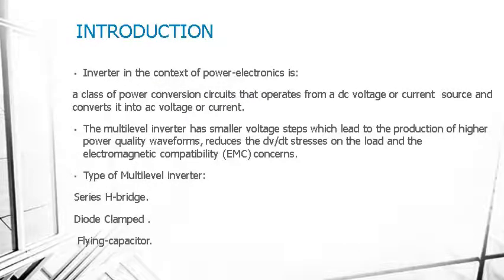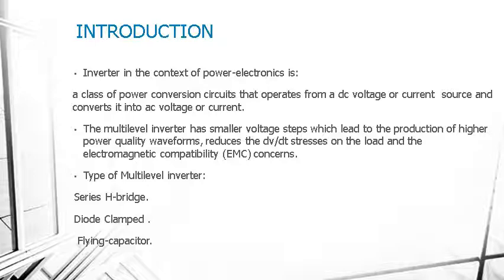Introduction. The word inverter in the context of power electronics is a power conversion circuit that operates from a DC voltage or current source and converts it into AC voltage or current. A multi-level inverter not only achieves a high power rating but also enables the use of renewable energy sources. Some applications of multi-level inverters in renewable energy sources such as photovoltaic, wind and fuel cells can be easily interfaced to a multi-level inverter system for high power application.